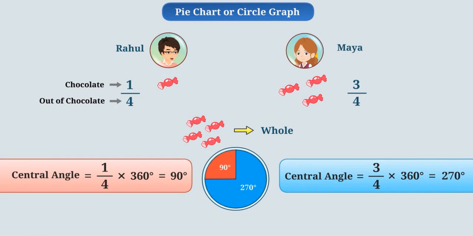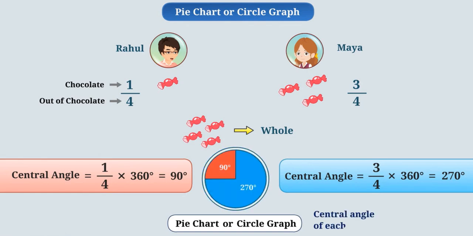The resulting graph is called a pie chart or a circle graph. It shows the relationship between a whole and its part. The complete circle is divided into sectors. The size of central angle of each sector is proportional to the activity or information it represents.